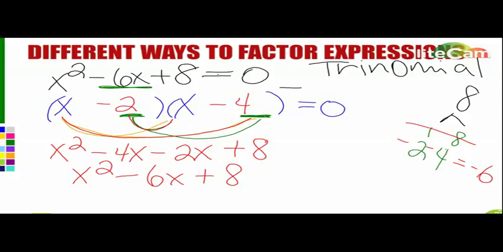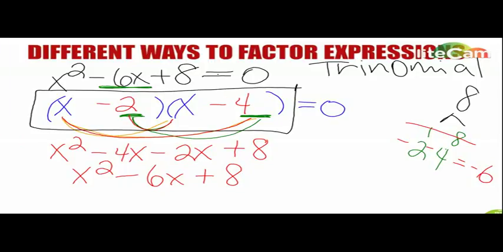Also notice that when you're multiplying, you're looking for the middle term. The -4x and the -2x make the -6x. Also, when I'm multiplying, the negative and the negative make a positive so that I get the +8. Okay, this is my answer. Factored: x minus 2 times x minus 4. Let's try it again.